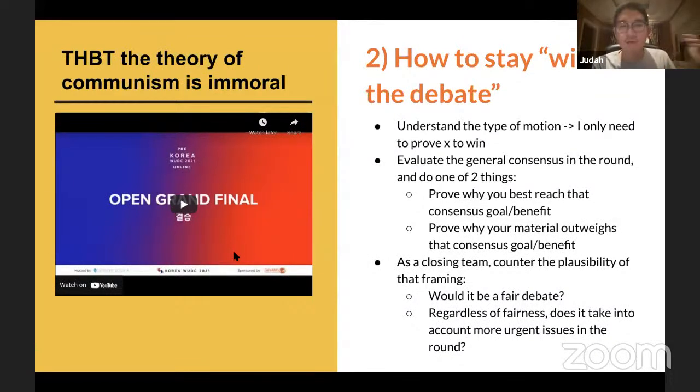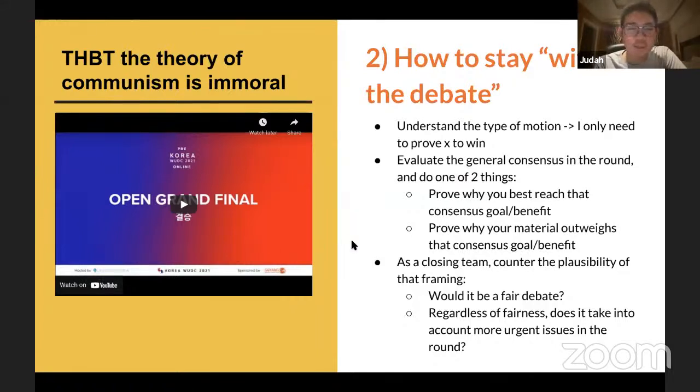So it is an unfair burden push, and I think this is how you can deal with teams who sneakily try to push you into having to prove something that you don't really need to prove. But then comes the even if, right? Regardless of whether or not it is fair, does it really take into account the more urgent issue in the round? And then you have to frame what is the most urgent issue in the round.